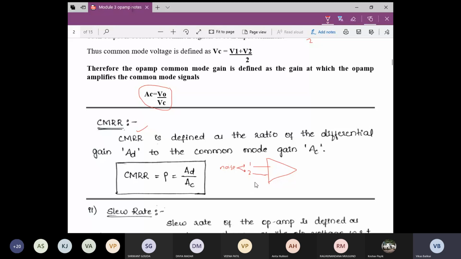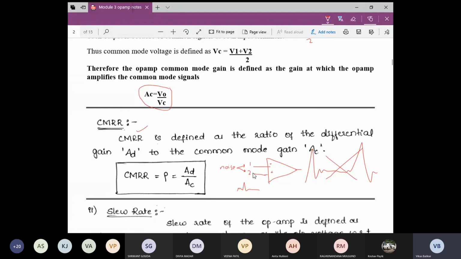Under these conditions, terminal number 1, the non-inverting terminal, as well as the inverting terminal, will be having a common signal which is an unwanted signal, which is my noise. So at that time I do not wish to amplify this noise. What will happen if I try to amplify it? The noise will become even louder and come out as a bigger noise, which should be absolutely avoided. So at that time I should ensure that the op-amp will reject these kinds of noise signals, which act as common mode signals.